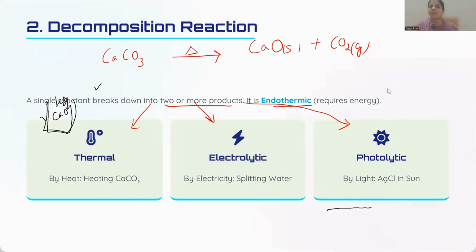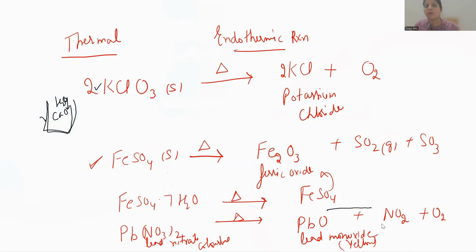Decomposition reactions are basically of three types. If the decomposition is done with the help of heat, it is thermal decomposition, like heating of calcium carbonate we just did. It is going to give you calcium oxide, quicklime, along with carbon dioxide. Or decomposition can be done by electricity, electrolytic decomposition. If decomposition is done by light, it is a photolytic reaction. Let's do all these decompositions one by one, starting with the thermal decomposition.